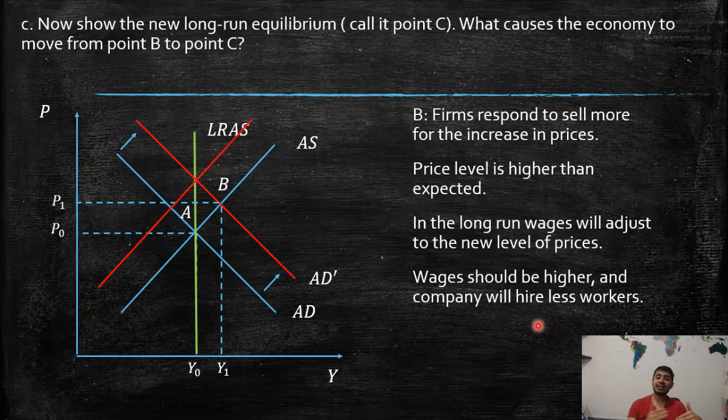So then, in the long run, the wages will adjust to the new level of prices, because the contract will end in one year, and then the workers will say, okay, come on, now the prices are higher, you're still paying me exactly the same wage, so we can bargain a higher salary. Because the wages are higher, companies will hire fewer workers. So for this reason, the aggregate supply shifts to the left. As a consequence, you can denote here just a higher level of prices.